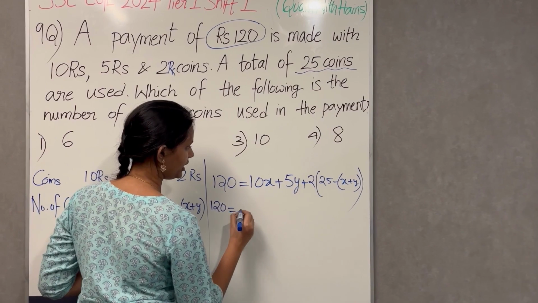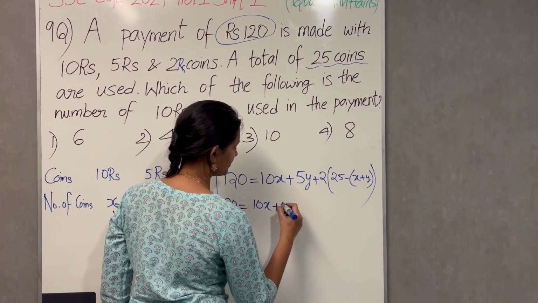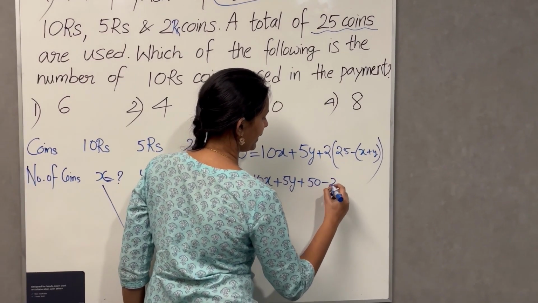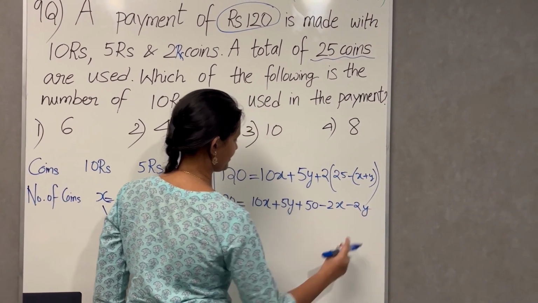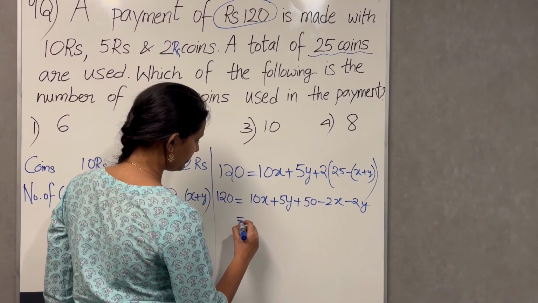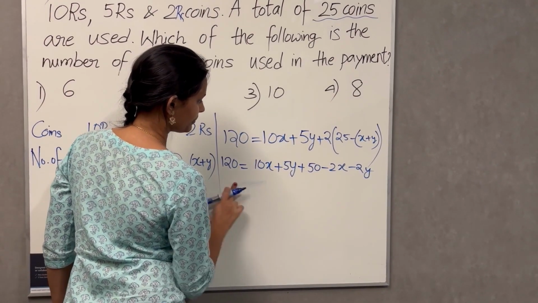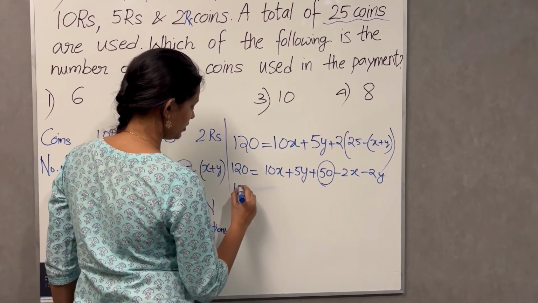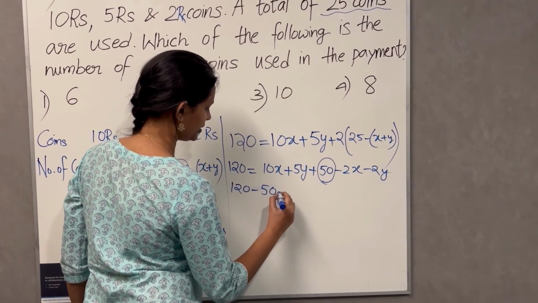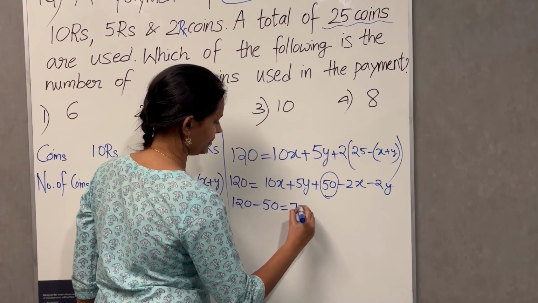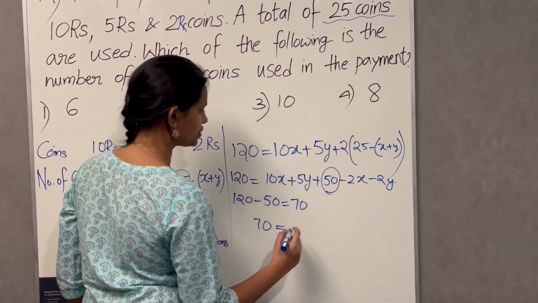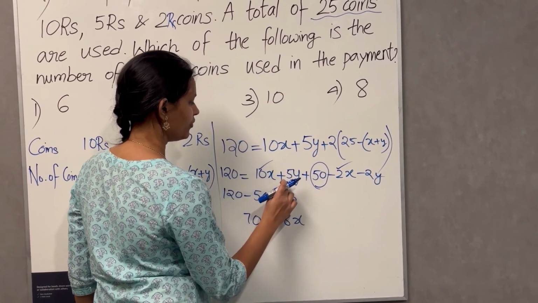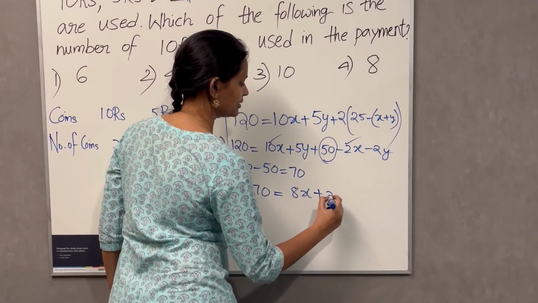That is 120 equals 10X plus 5Y plus 2 into 25, that is 50, minus 2X minus 2Y. Here plus 50 is there; when it goes to the left hand side it becomes minus 50, that is 70. So 70 equals 10x minus 2x, which is 8x, and 5y minus 2y, that is 3y.